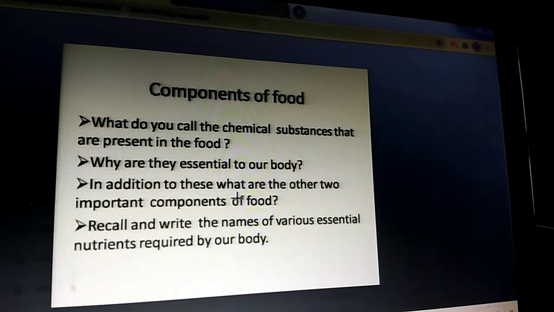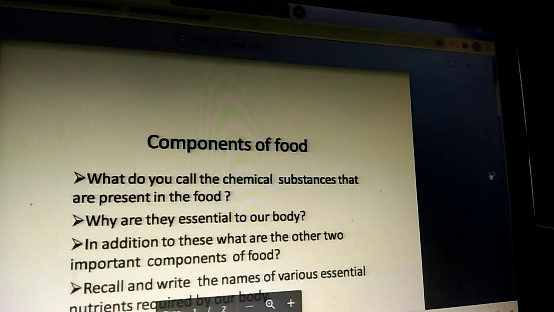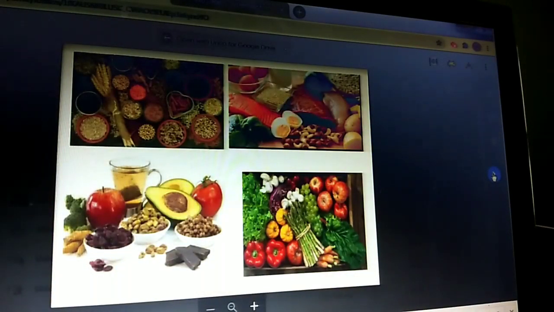Next question, in addition to these, what are the other two important components of food? We have already studied that the other two components of food are roughage, that is fibrous food, and water. Now, going to the next clipping, what you will observe is the pictorial form. First, the last question, what are the components of food? That is nutrients. Recall, I told.